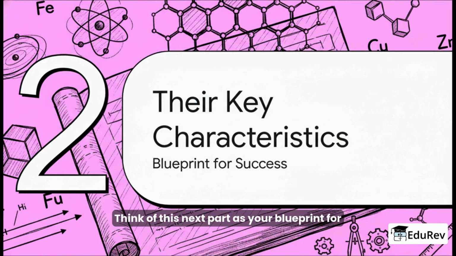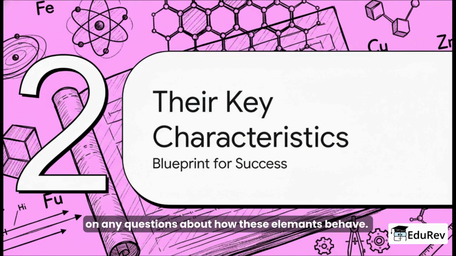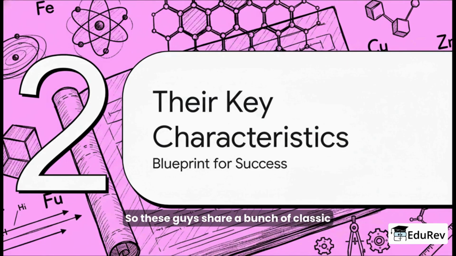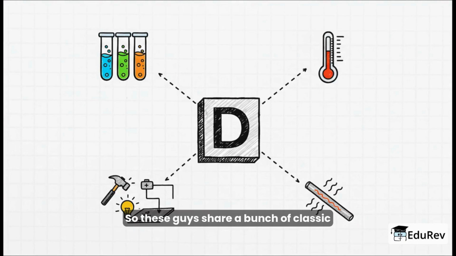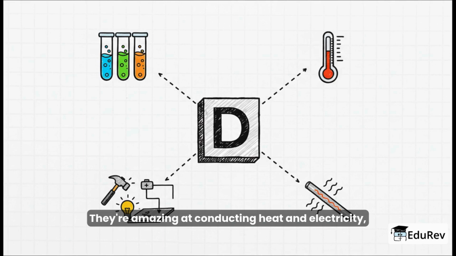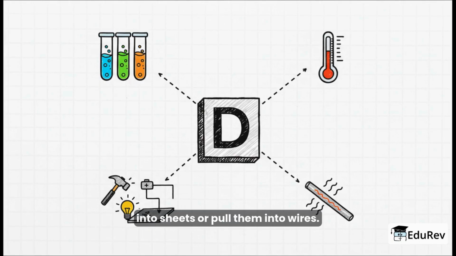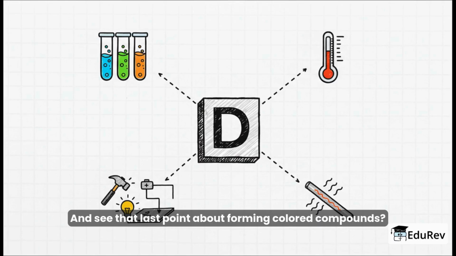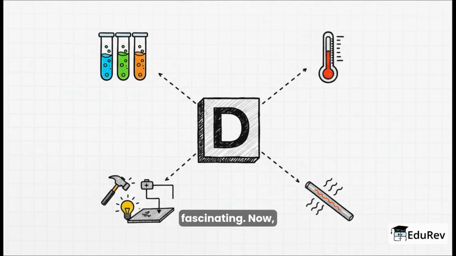Think of this next part as your blueprint for success on any questions about how these elements behave. So these guys share a bunch of classic metallic traits. They have really high melting points because their metallic bonds are super strong. They're amazing at conducting heat and electricity, which you probably knew. They're also malleable and ductile. That's just a fancy way of saying you can hammer them into sheets or pull them into wires. And see that last point about forming colored compounds? Oh, we are definitely going to circle back to that one because it's fascinating.